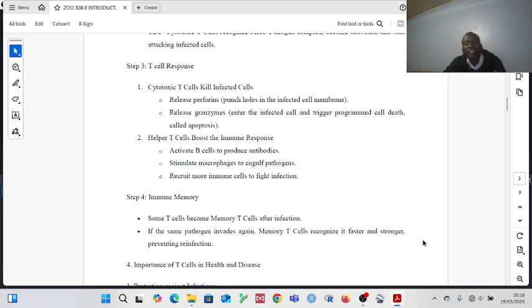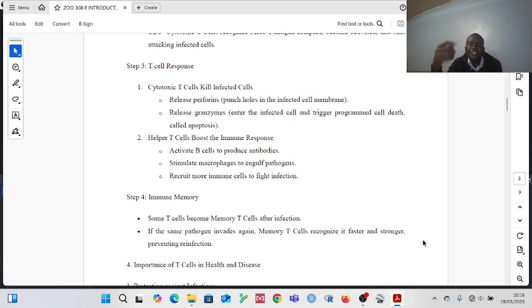So within the body, an infection is like bandits. Okay, so it has come to attack the body. So your body has to recruit a lot of soldiers to help it fight.